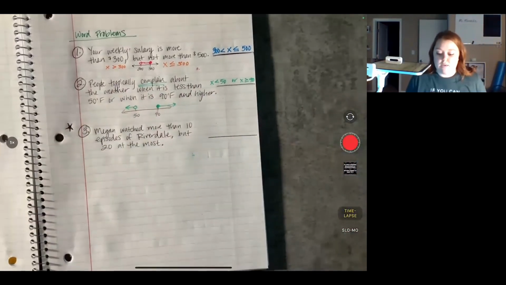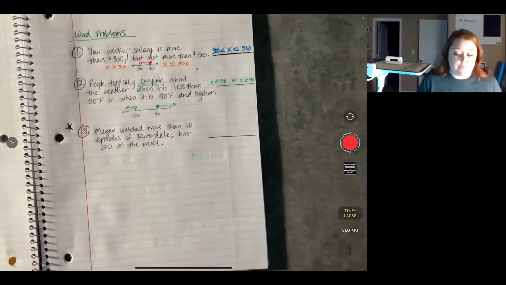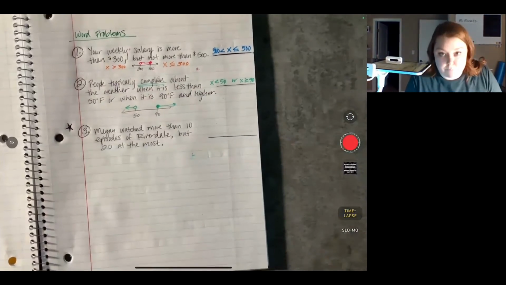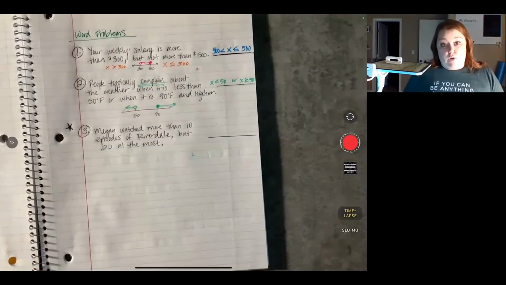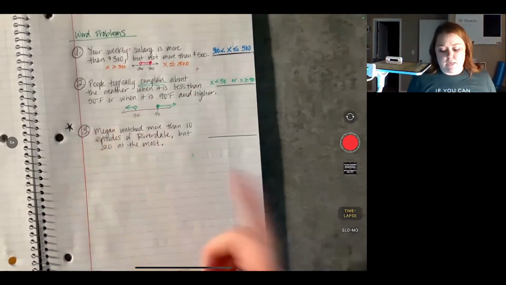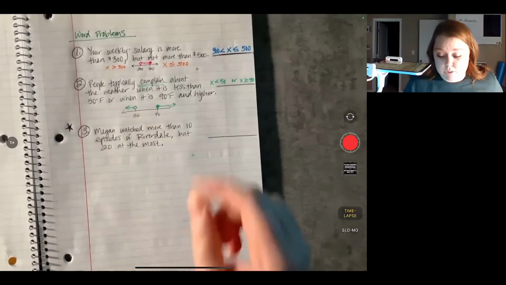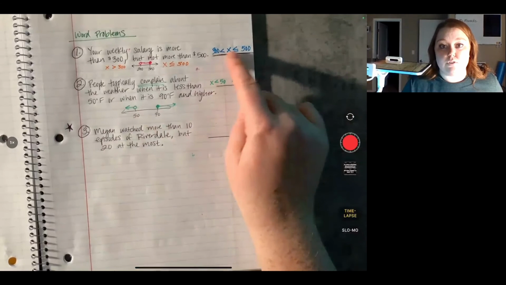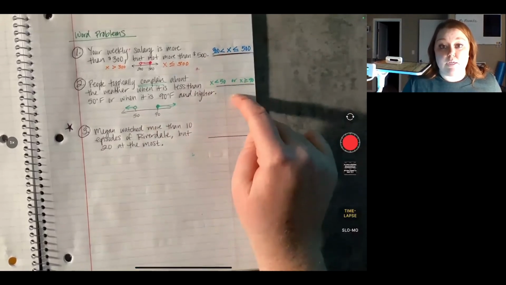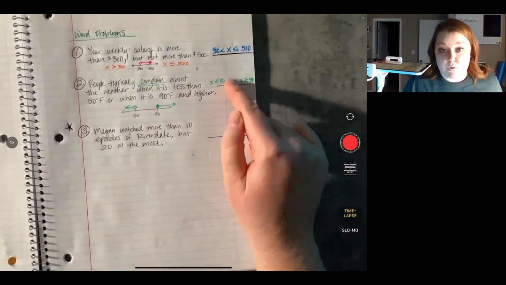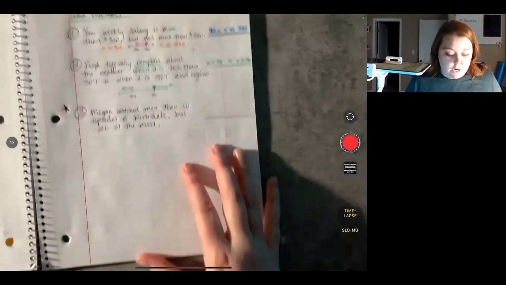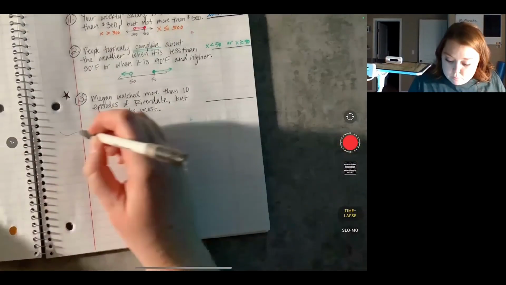Megan watched more than 10 episodes of Riverdale, but 20 at the most. So kind of go through the process. If you're visual like me, maybe make your number line and figure out, is it going to separate or connect? If it connects, you need to make sure you put it as a sandwich. If it separates, then it's an or statement and you put the word or. Okay? So that will be part of your entry task as well.